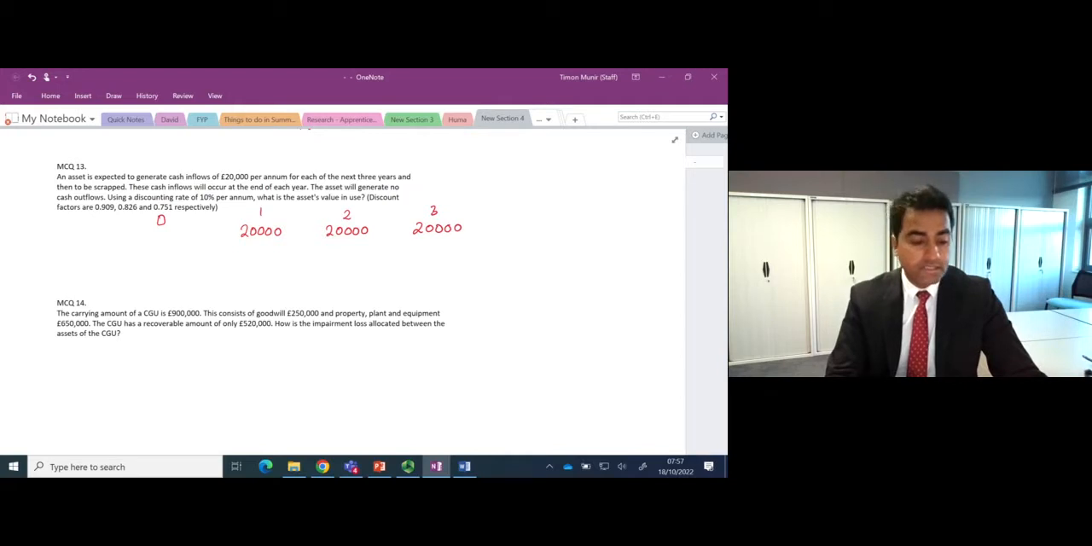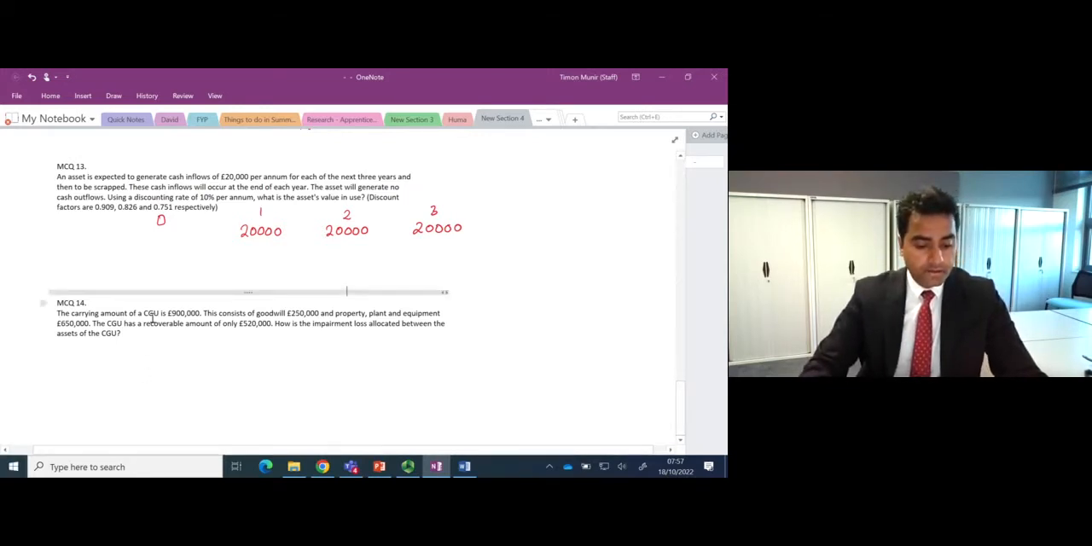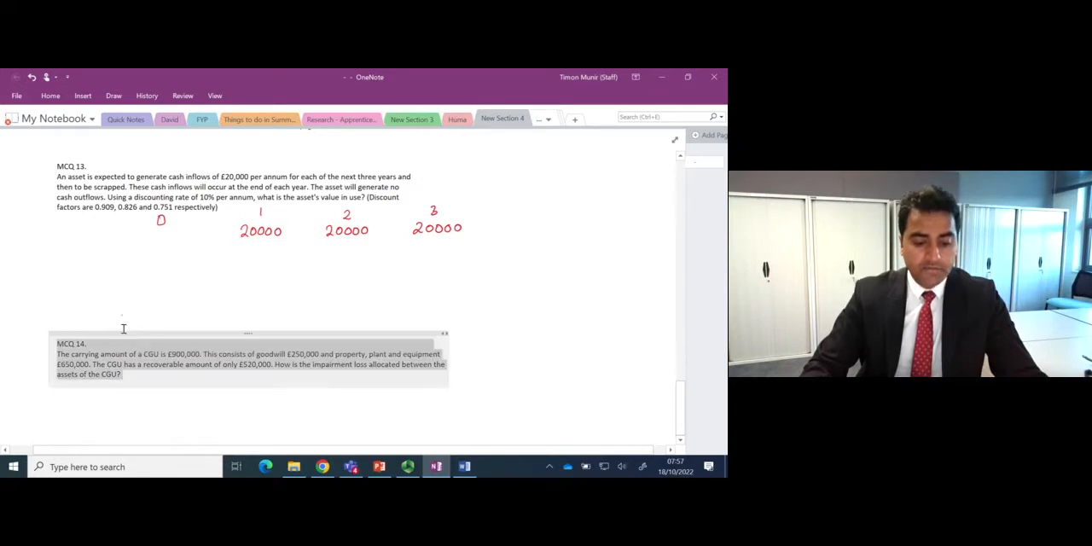The discount factors are already given to us. The discount rate is 10% and the discount factors for the next 3 years are already given to us. So what we are trying to do is we will be working out the present value of this asset, of this investment, sorry.